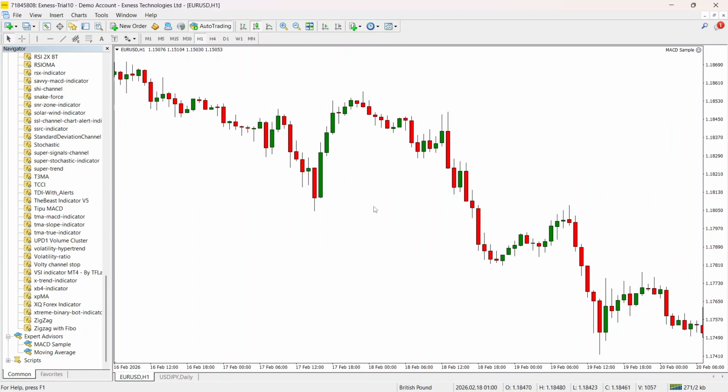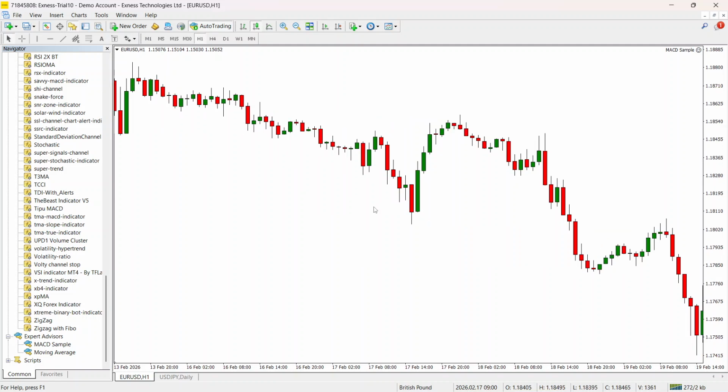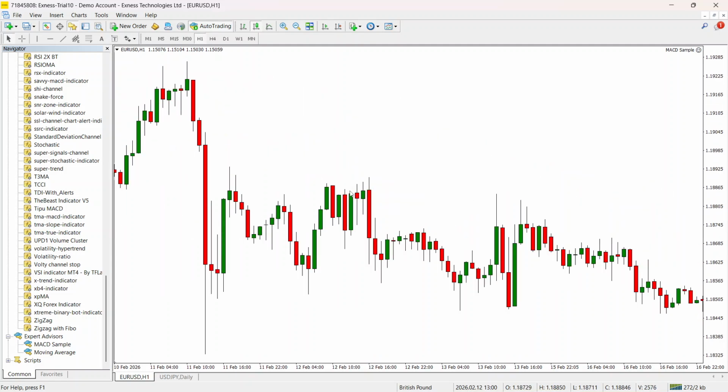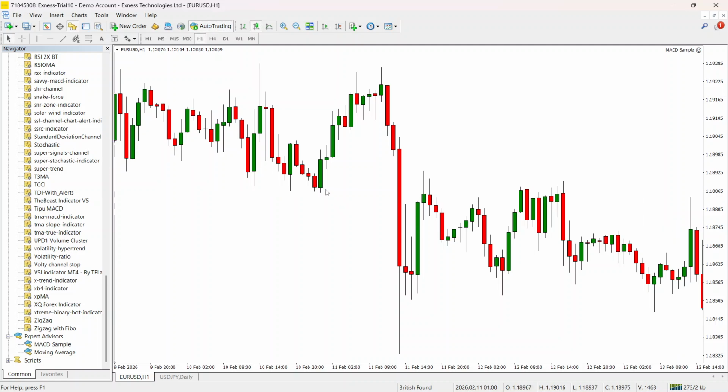The pattern is only relevant when it forms within an established downtrend. Isolated on-neck patterns outside of a downtrend lack contextual implication, meaning you should only look for this on-neck candlestick pattern in a downtrend.